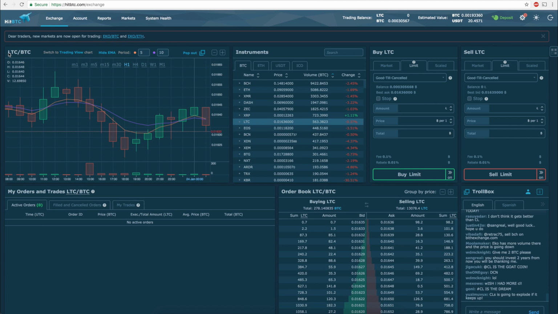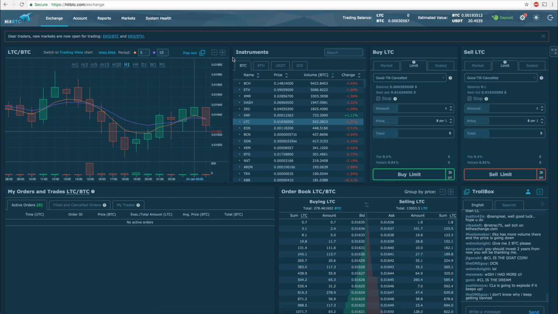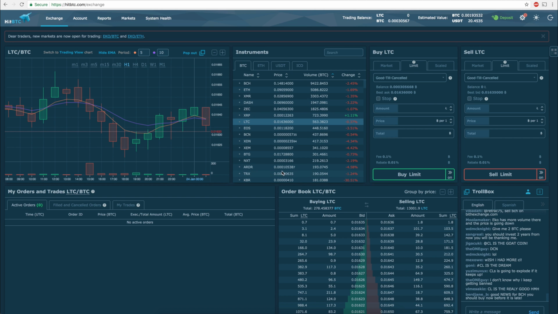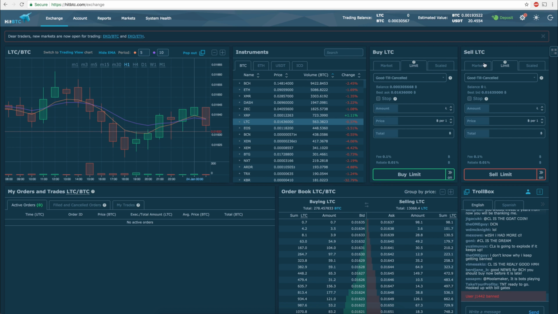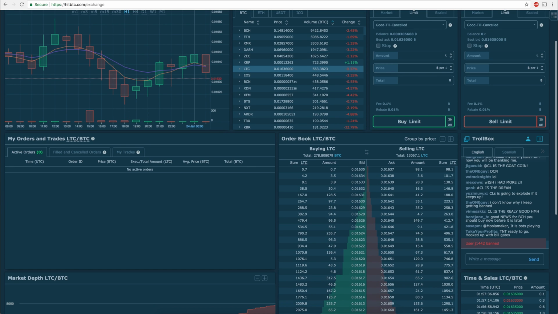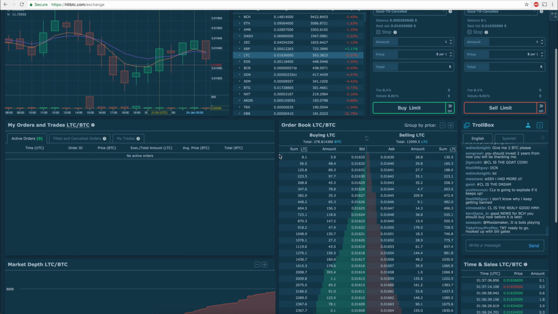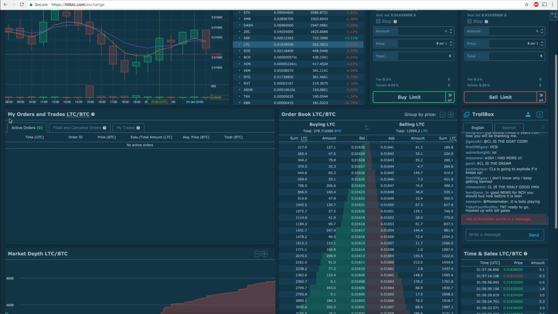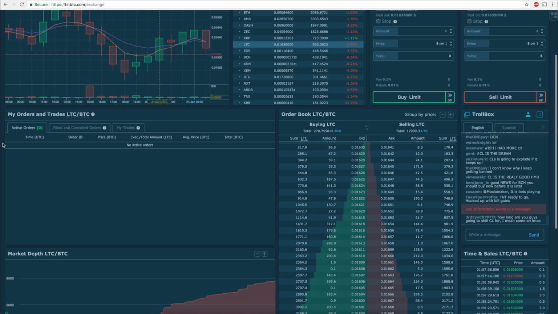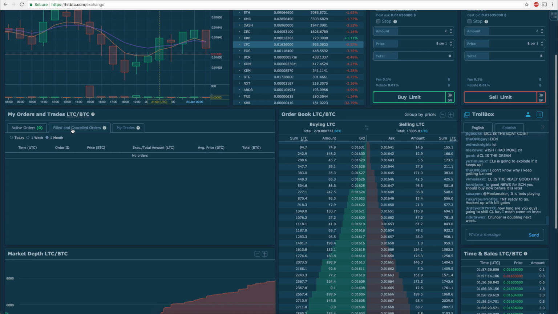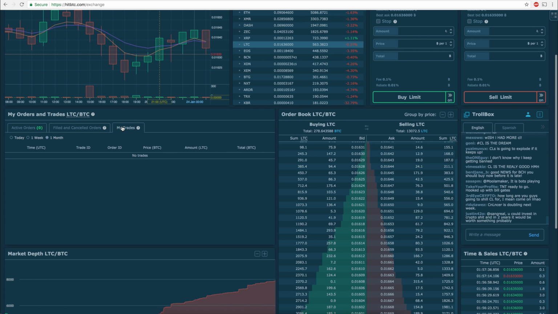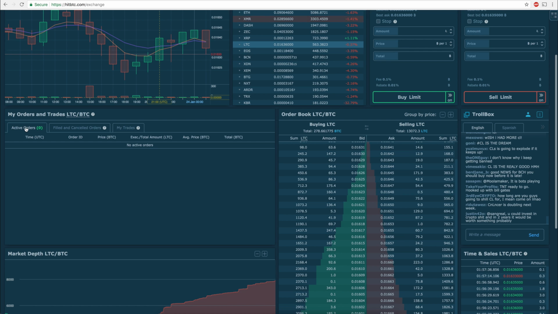This window over here is the charts, so this is where you basically see how the price is going. The instrument tab shows you the different pairs. Buy and sell, these are the tabs you use for buying and selling. I'm going to go over each one individually as well, so you'll really understand what they're doing. My orders and trades basically shows you the active orders, filled and canceled orders, and the trades that happened in the past that you did.